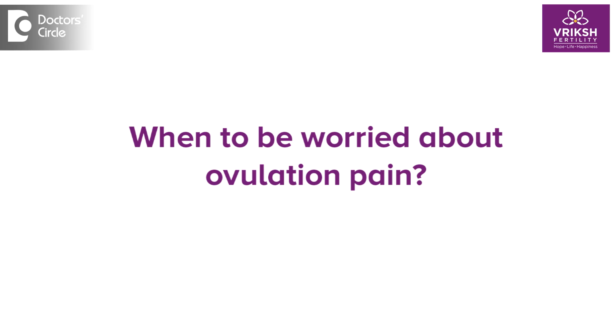These ovulation cramps are also known as mittelschmerz. This is a German word which means middle pain. This is a natural part of your menstrual cycle and there is nothing to worry about if the pain is mild to moderate, and usually if it is for a small amount of time.